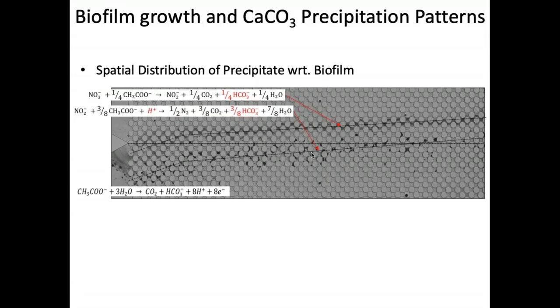So we thought that nitrate reduction into nitrogen is not one step, but is a two-step process. We have a hypothesis that maybe nitrate is going into nitrite in the first step, which is probably taking place here on the denser biofilm growth line. And then nitrite is going into nitrogen in the second step, which is taking place here. So in this first case, we don't have any H plus ion consumption, so no pH increase, and that's why we don't see any precipitation here. While here we have H plus ion consumption, pH is going up, and that's why we see precipitation. So that was the hypothesis.